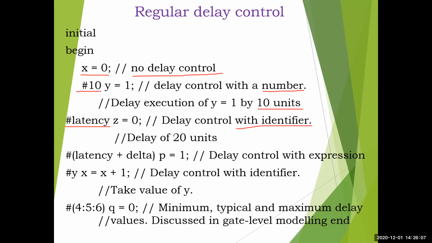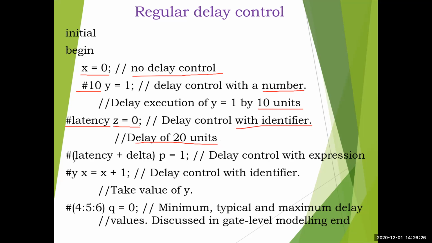This latency is defined earlier as a parameter which is equal to 20, right? So that we are using here, that is also allowed in Verilog. So z equal to 0 will be executed with a delay of latency number. Okay, latency how it is declared, 20 units. That's why it will take a delay of 20 units.